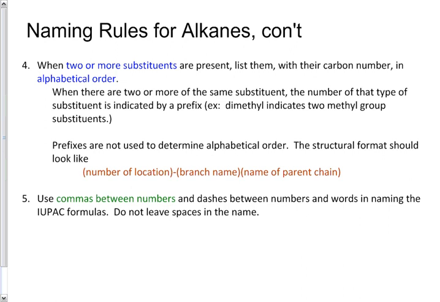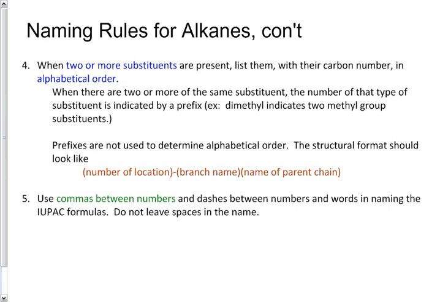The prefixes: if you have 2 of the same group, let's say you have 2 methyl groups, you would say dimethyl, but you would have to have 2 numbers to indicate where both of them are. So it could be 1,2-dimethyl, and then whatever the parent chain is.